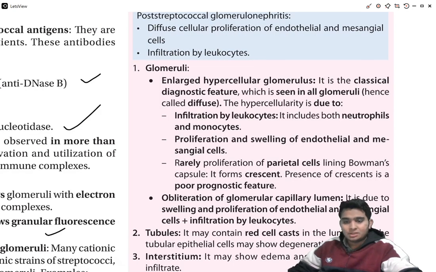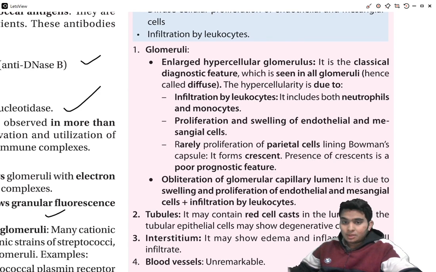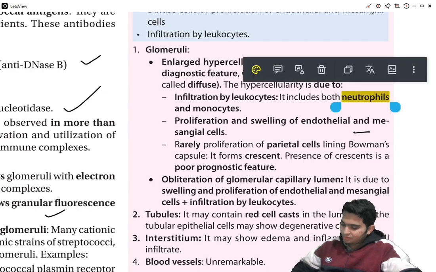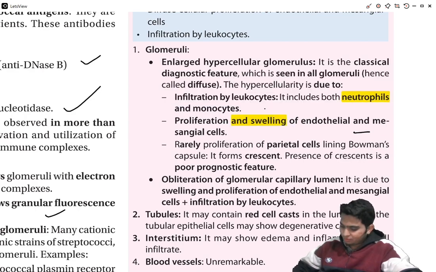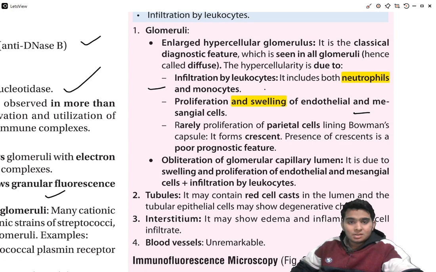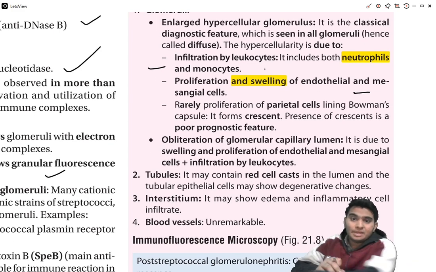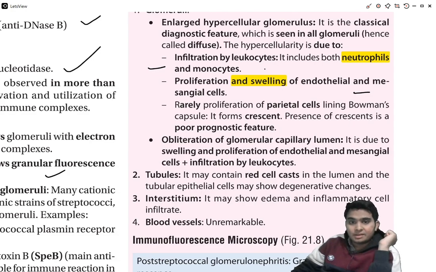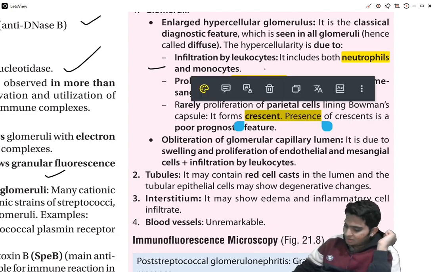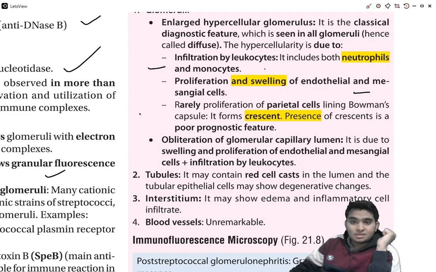Now let's come to the morphologic features. This hypercellularity is due to infiltration by leukocytes, which includes both neutrophils as well as monocytes, and then proliferation and swelling of endothelial and mesangial cells. Rarely there is proliferation of parietal cells lining Bowman's capsule, which forms crescents. Presence of crescents is a poor prognostic feature.